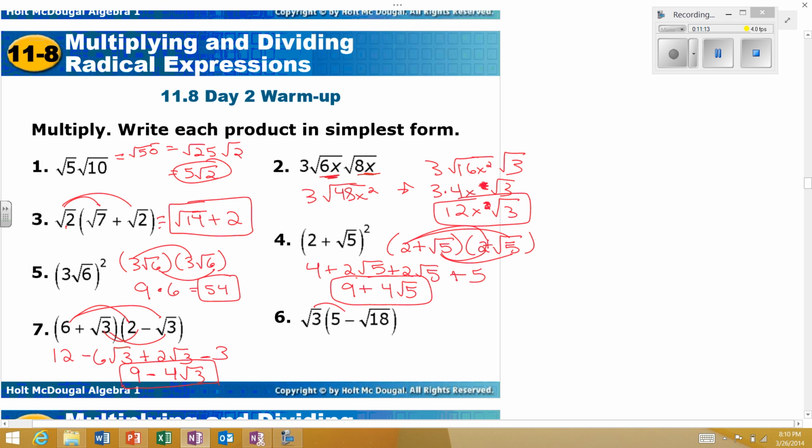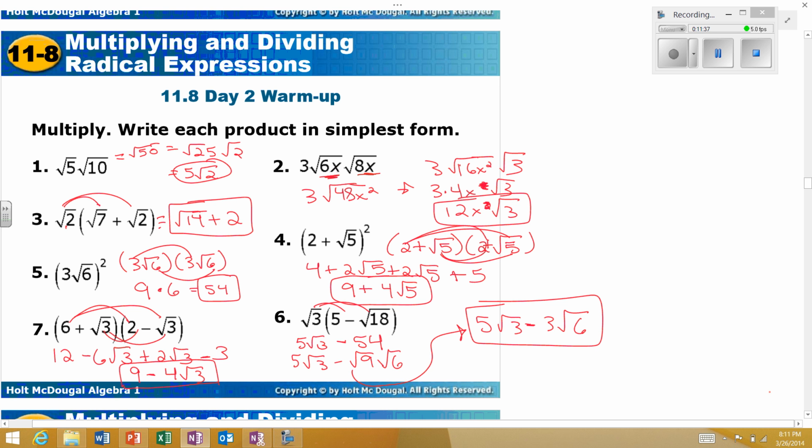On this next one, I'm going to distribute, so I get 5 radical 3 minus 54. So I can simplify this 54 into radical 9 and radical 6. So then I get 5 radical 3 minus 3 radical 6. I can't combine those because they aren't like radicals, so you're done.